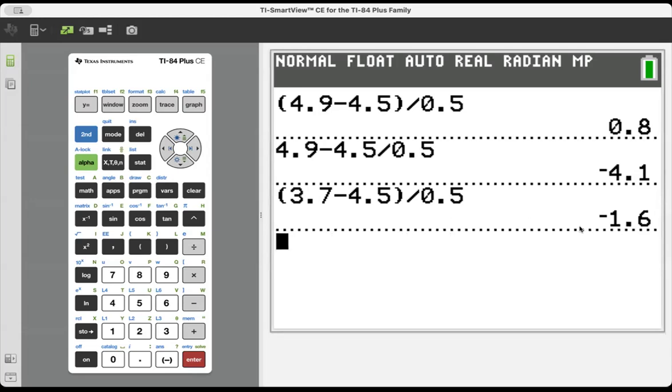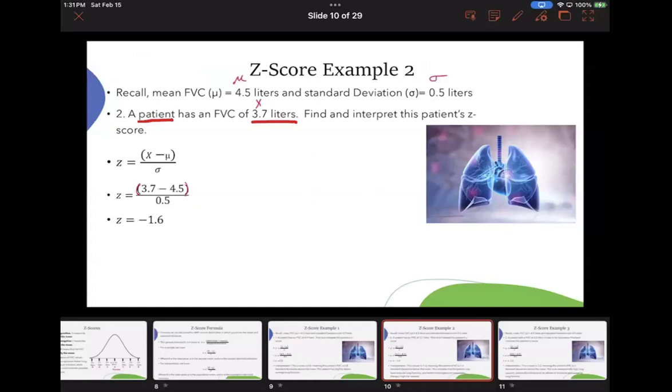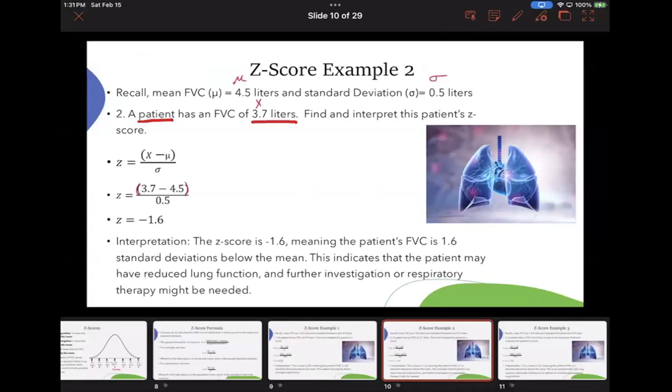But looking at this, we have a z-score of negative 1.6, which is not great. So we should go back and interpret that forced vital capacity. With a negative 1.6 z-score, the person's forced vital capacity is 1.6 standard deviations below the mean. So here is our bell curve again, our normal distribution with the mean in the center at 4.5. And this patient is not 1 standard deviation below the mean, and not quite 2 standard deviations below the mean, but 1.6 standard deviations below the mean. Negative 1.6 means you're 1 and 0.6 standard deviations below the mean.